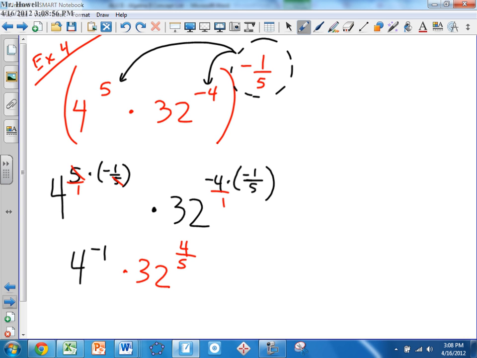Again, take a look at your multiplication of fractions. Negative 4 times negative 1 is positive 4. 1 times 5 is positive 5. That's where the 4/5 comes from.